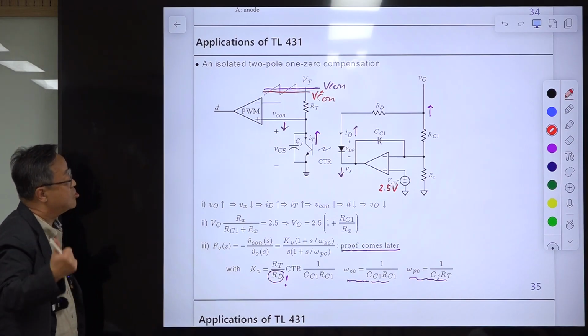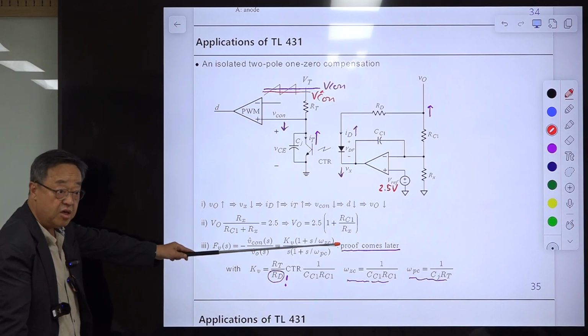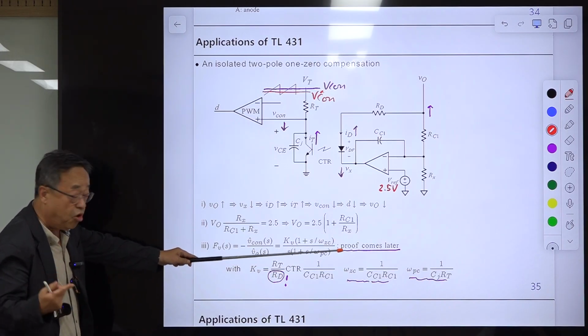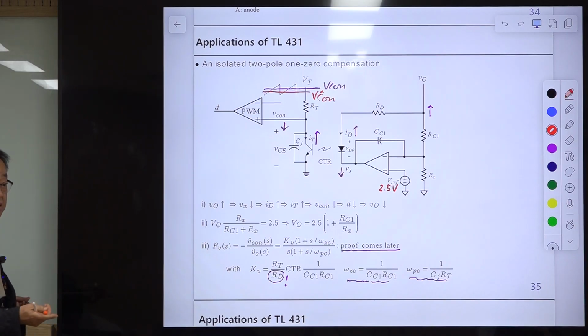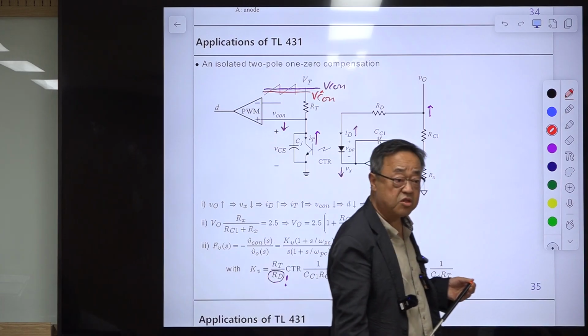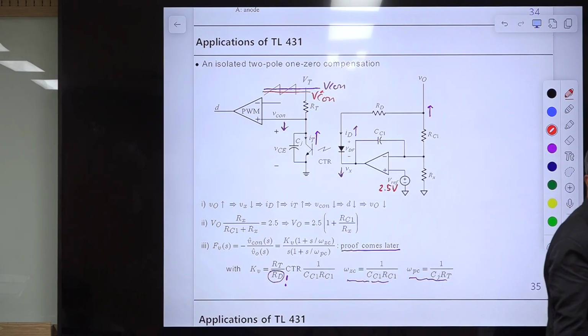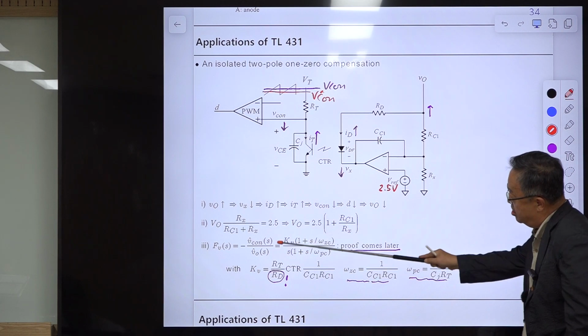In the next lecture, we'll derive this. The proof is coming later. It's very simple. Okay, it is some circuit analysis or electronic circuit analysis. Very simple. Some children's play, actually. Very simple one. Okay. Based on that result, the structure of this is this one.